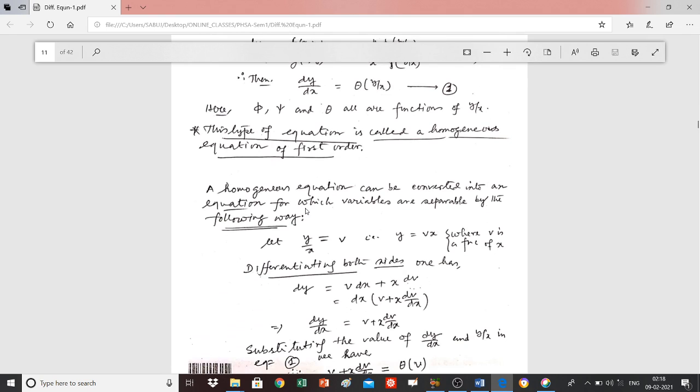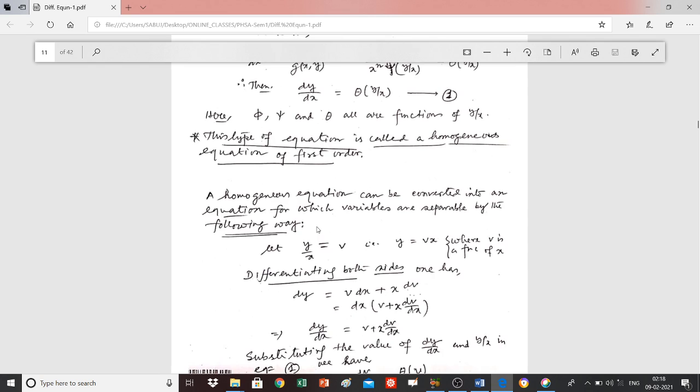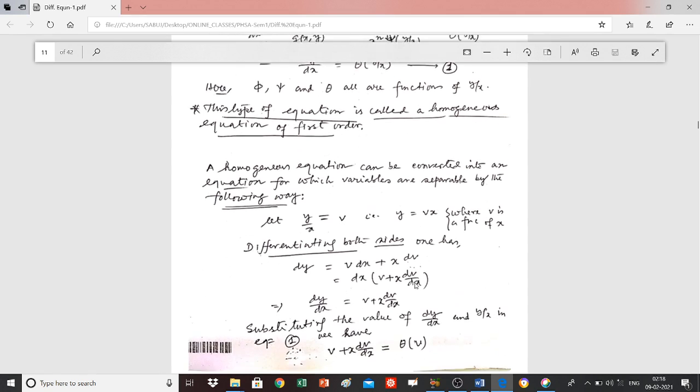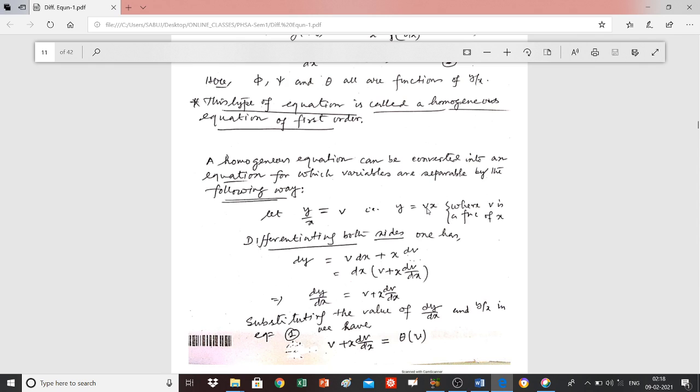And the solution of the homogeneous equation is stated here. What is that? To solve this type of homogeneous equation, you need to substitute y by x, that is, within the function theta, this y by x, as v. Once you take y by x as v, from here we can write comfortably y is equal to vx, or simply v is equal to y by x. So no problem is there. Just write y is equal to vx. And here you should remember that this v is also a function of x.